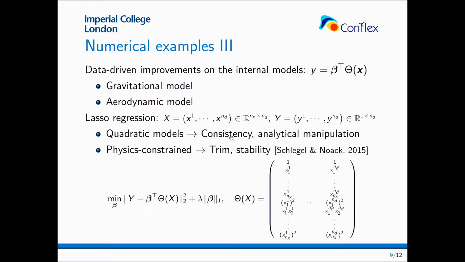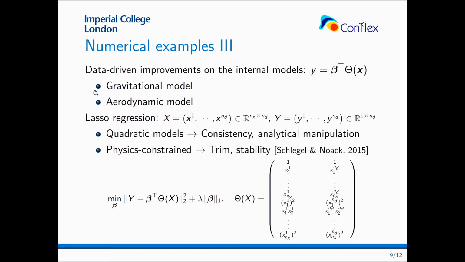That's done for consistency, just to match the complexity of the original models, which have only quadratic nonlinearities, and also it facilitates analytical manipulation and the derivation of the sensitivity equations. And most importantly, for example, for the aerodynamic model, we expect these quadratic approximations to capture both the induced drag and the sensitivity to variation in dynamic pressure, since they are both second order effects.